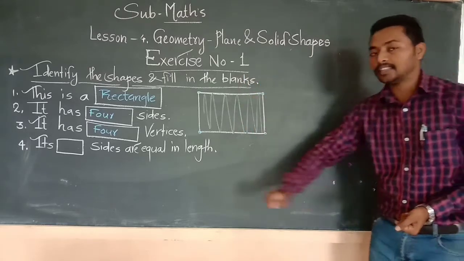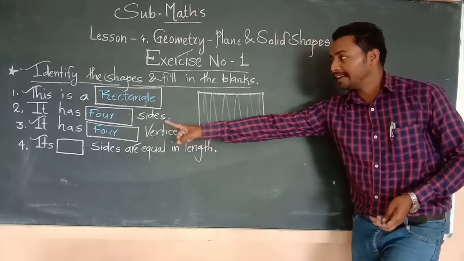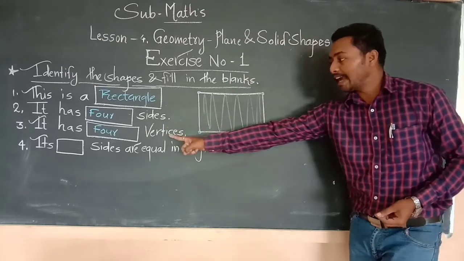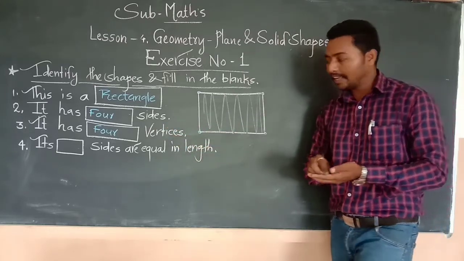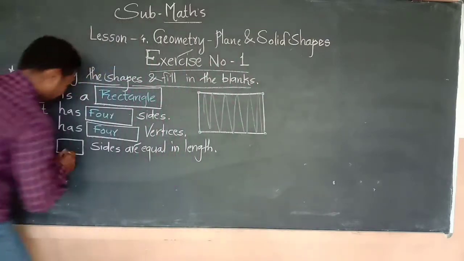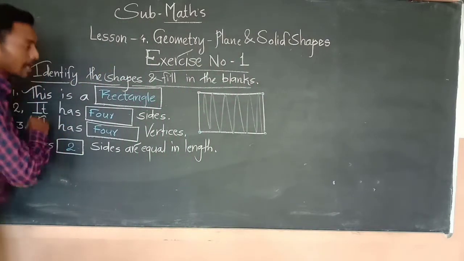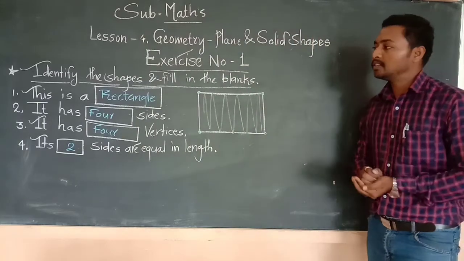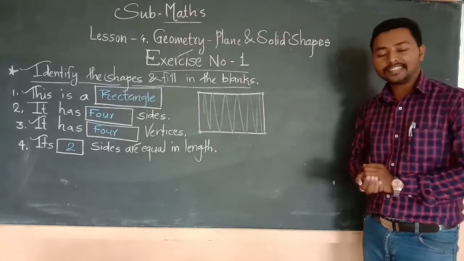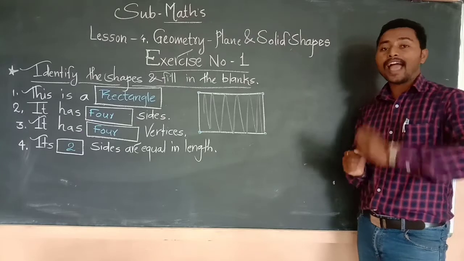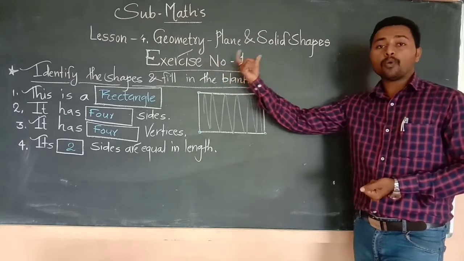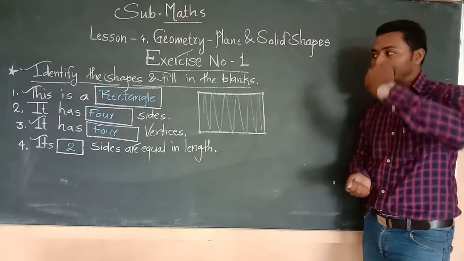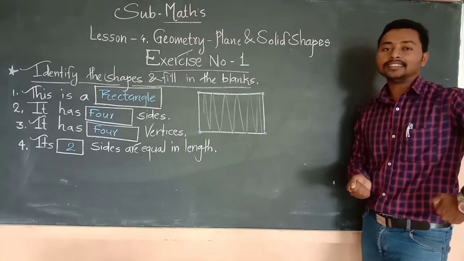Due to this reason, question number 4, its 2 sides are equal in length. How many sides? 2 sides are equal in length. So write down these examples in your notebook, and as in exercise number 1, you should solve the remaining examples.